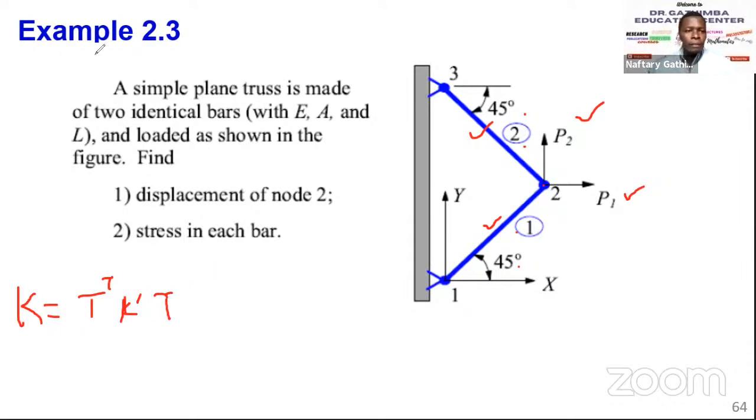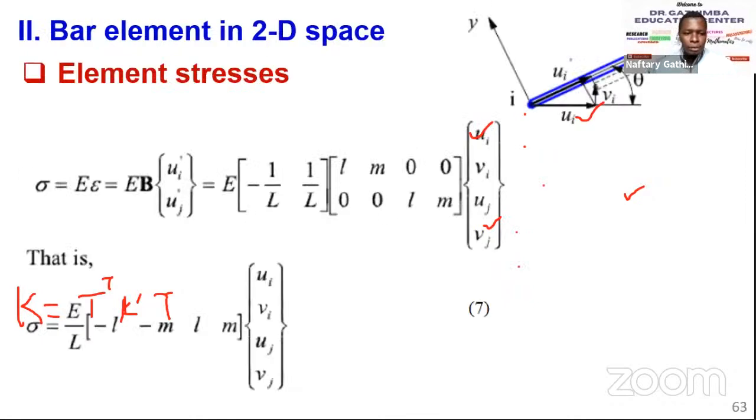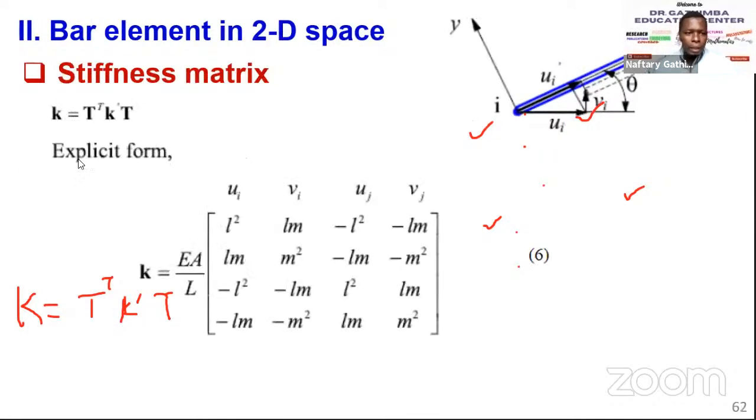What I'm just giving you is what is in your note on page, no, not page 54. Yeah, this is what I'm repeating here. I'm indicating this. And in explicit form, this is the equation you are going to use. So you just need to know the orientation of each element, and then you substitute. You get what is cos squared, cos sine, sine squared, and so on.